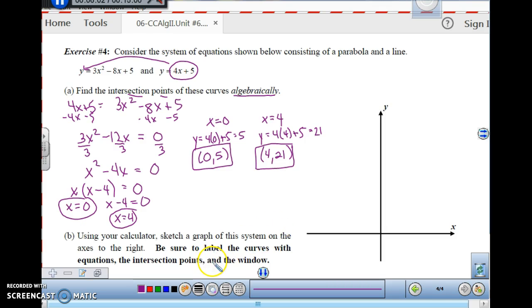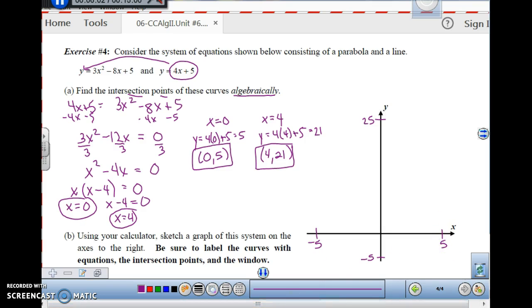We're going to use the calculator to graph the system on the axes and label the curves, the intersection points, and the window. All right, now we know they're going to intersect at 4, 21, so my y value is going to have to be at least 21 or more. Okay, so just so we can see everything, for the y values, I'm going to go from negative 5 to 25. And for my x values, I'll go from negative 5 to positive 5. And that way I can get it to fit.